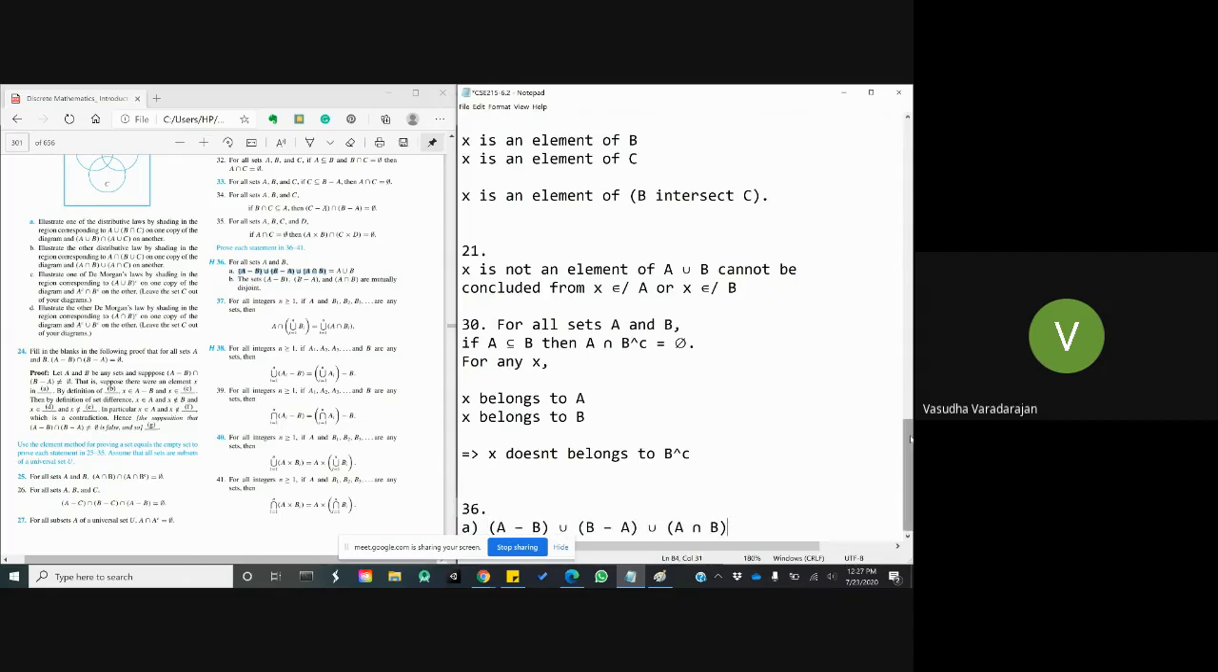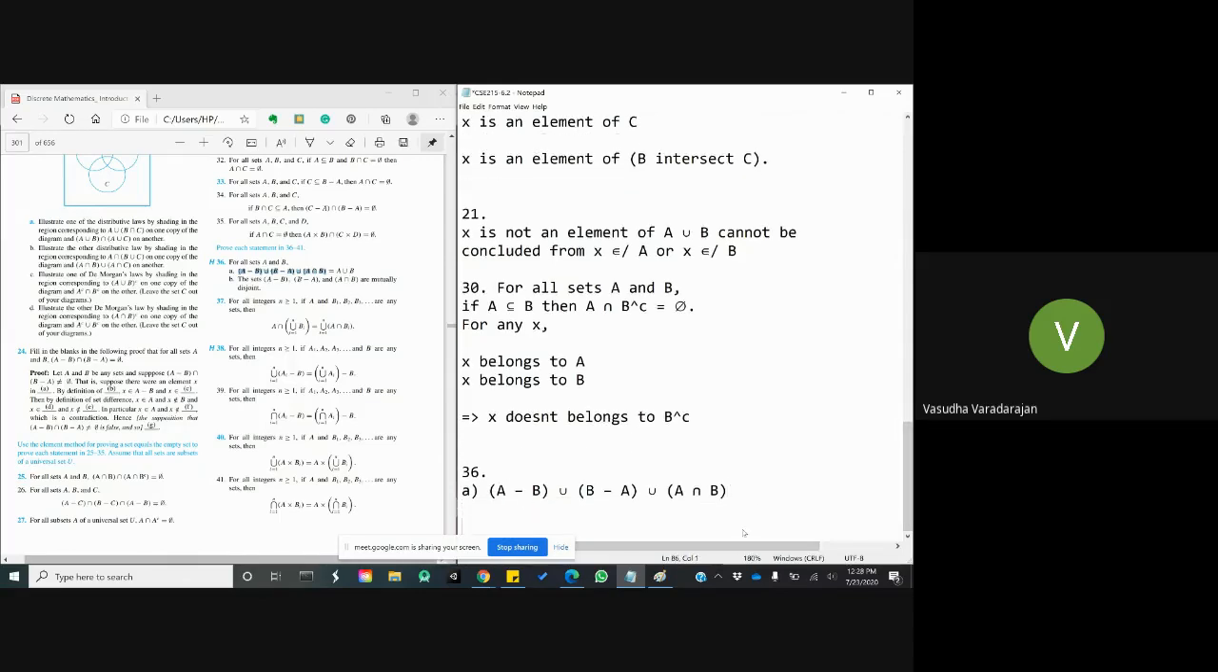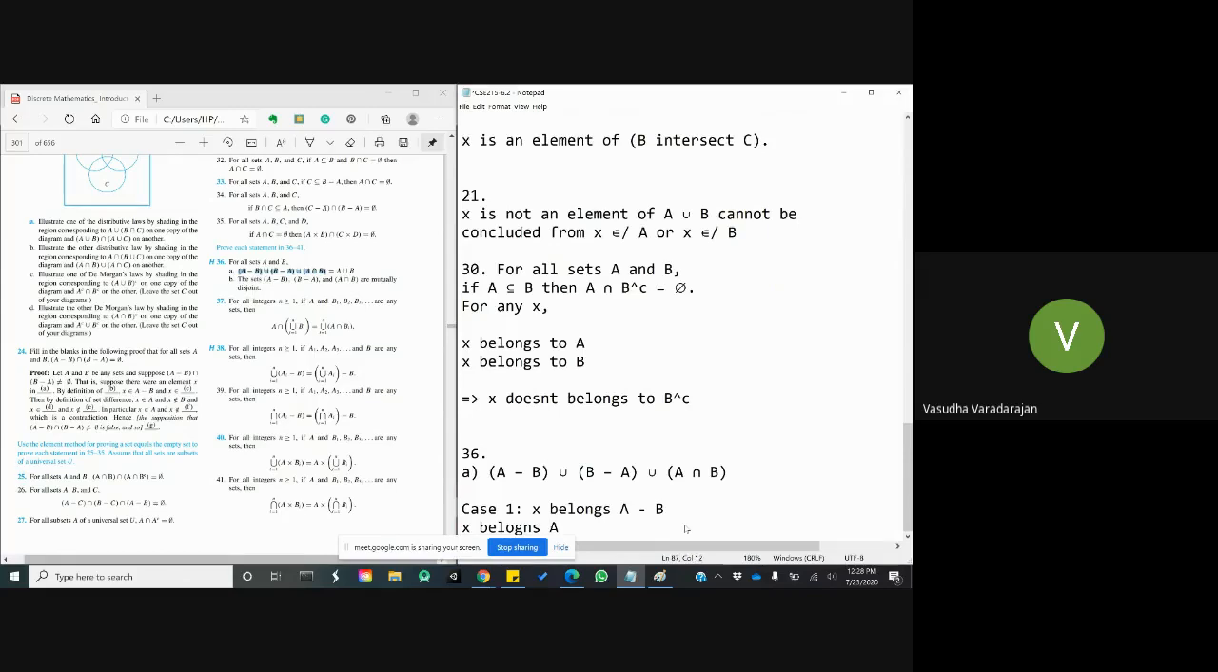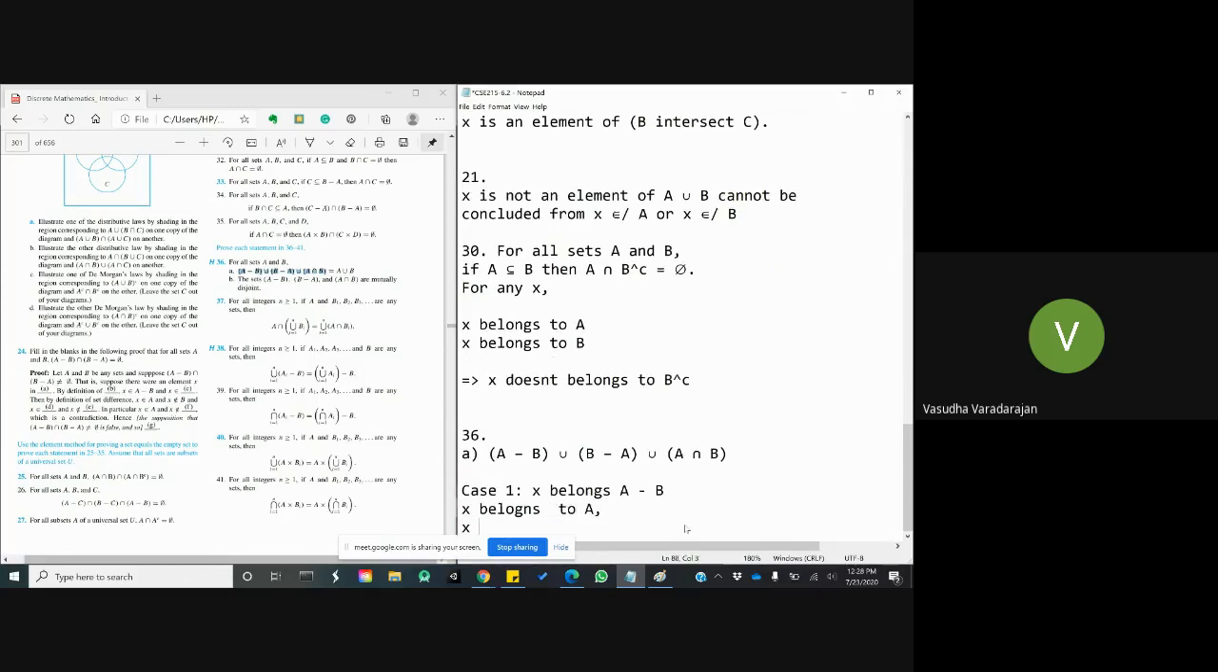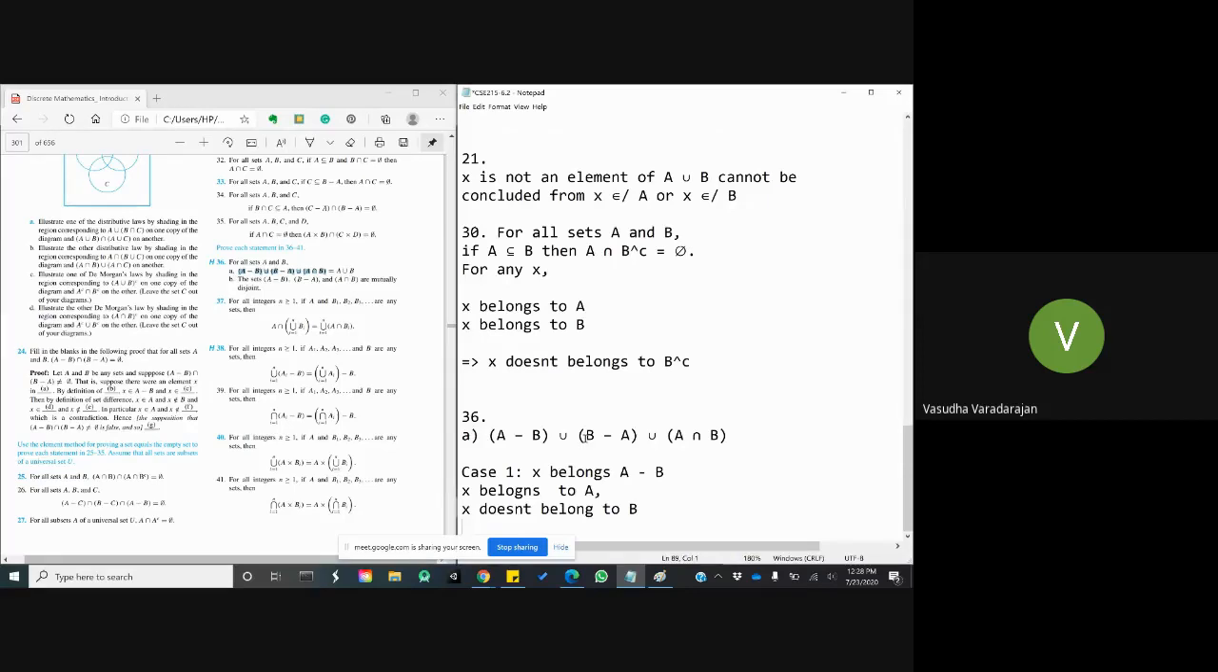So we have an element X that belongs to the left hand side, that is A minus B union B minus A union A intersection B. So it could belong to either of them or all of them. So in this case, X belongs to A. X doesn't belong to B. Which means that it's going to be a part of A union B.